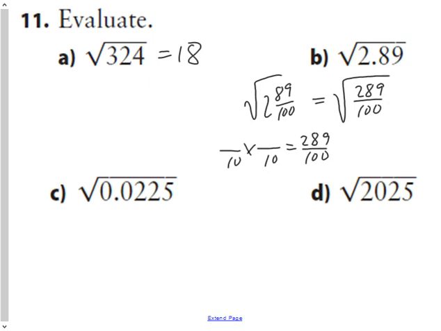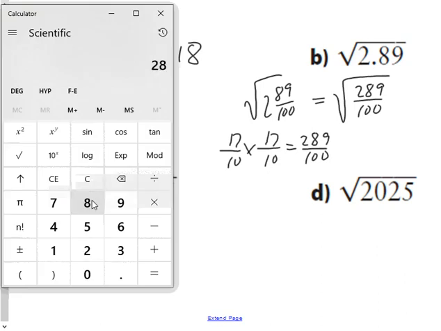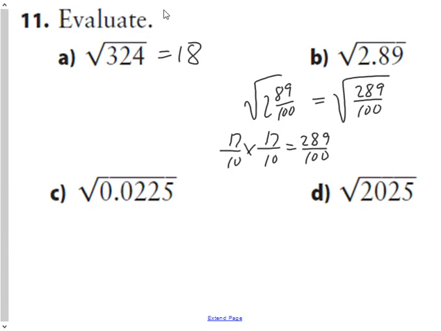But 289 is actually 17 times 17. So 17 times 17 is 289. If you don't believe me, just take 289 and say, what's the square root of it? And it says 17. So therefore, the answer for this question would be 17 tenths. But since it started off as a decimal, remember 1 and 7 tenths is the same thing as 17 tenths. Your answer would be 1 and 7 tenths, which is 1 decimal 7.